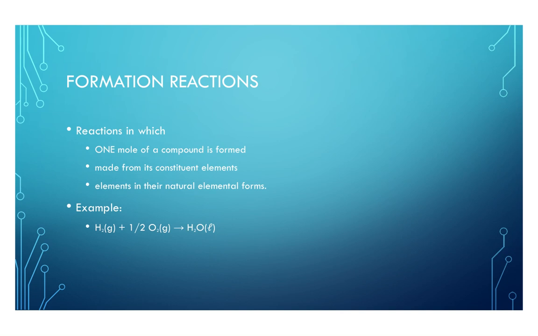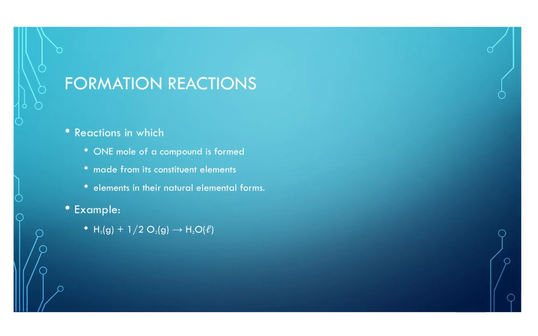All right, so to understand heats of formation, we first have to understand what a formation reaction is. So 3 things have to be true in order for something to be a formation reaction. You have to have 1 mole of the compound formed. So on the back side of it, the formation reaction is always written as a synthesis where you have 1 mole of the product. Second thing, it's going to be made from its constituent elements. So it's, in other words, a synthesis made from elements only.